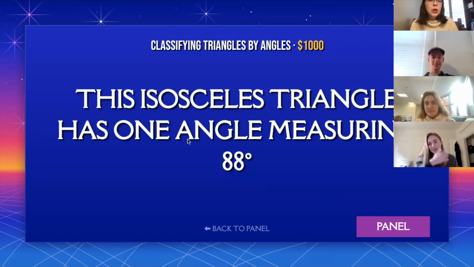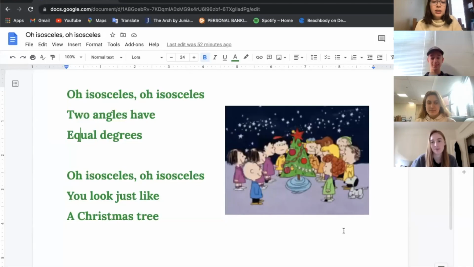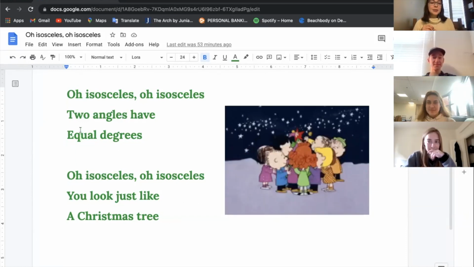Yes. So you might remember that we had a bunch of little mnemonic devices to remember the different types of triangles, whether it was by their angles or by their sides. And we were just talking about isosceles triangles, so I'll bring this one up again. We had this little tune to the tune of "Oh Christmas Tree." Ready? So I'll count us in.